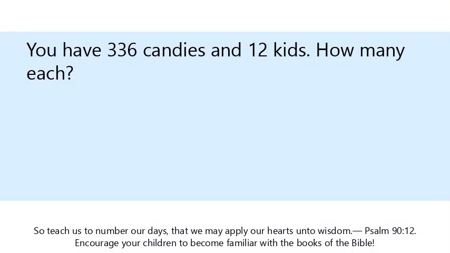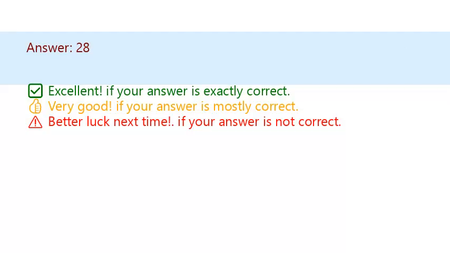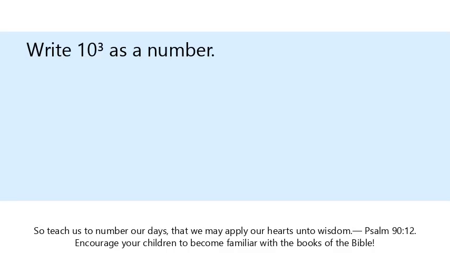You have 336 candies and 12 kids. How many each? Answer, 28. Write 10 superscript 3 as a number.